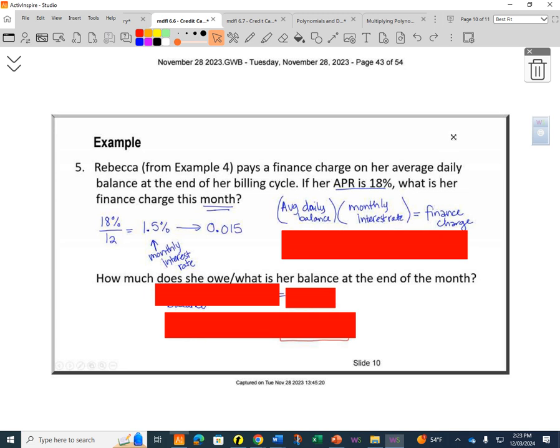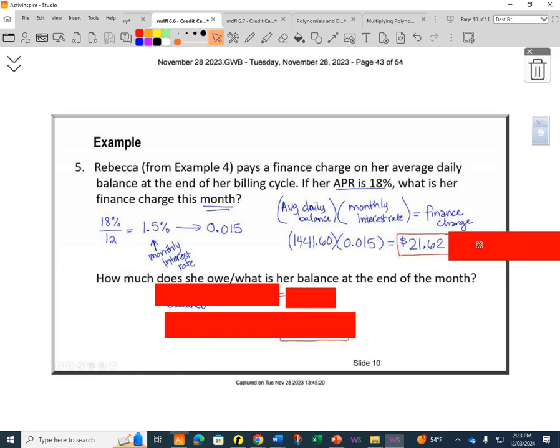So, to find the finance charge for this month, her average daily balance, which you found in the last problem, times her monthly interest rate, as a decimal, which you just found here, that equals her finance charge of $21.62.